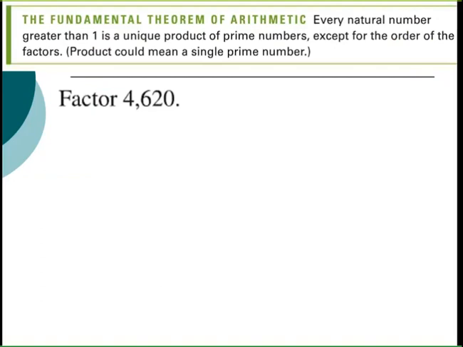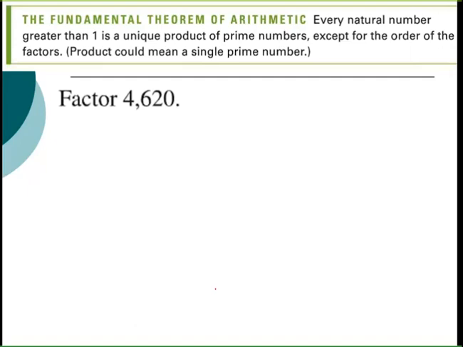So we've got the fundamental theorem of arithmetic. It says that every number greater than 1 is a unique product of prime numbers, except for the order of the factors. The product could mean a single prime number. In other words, even for a number like 13, you can say 1 times 13.